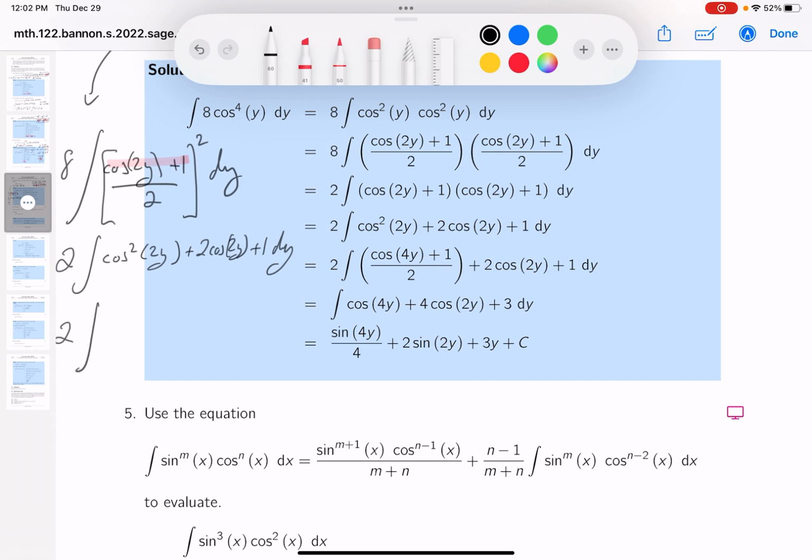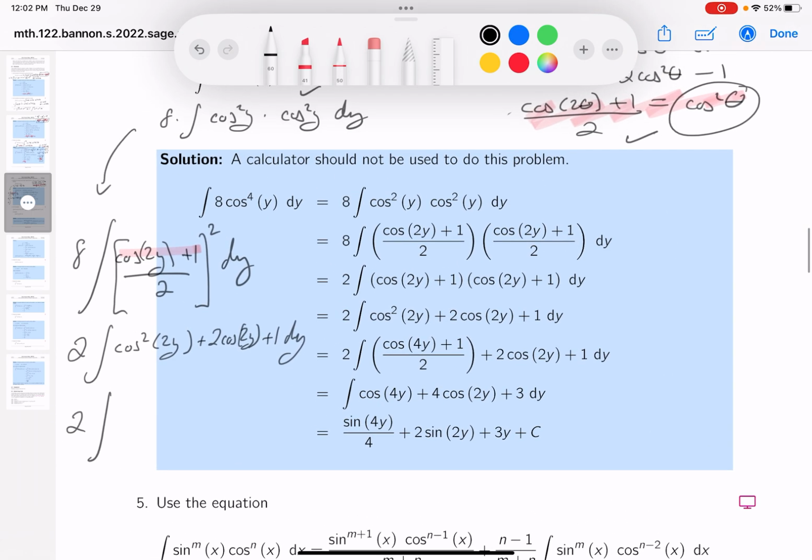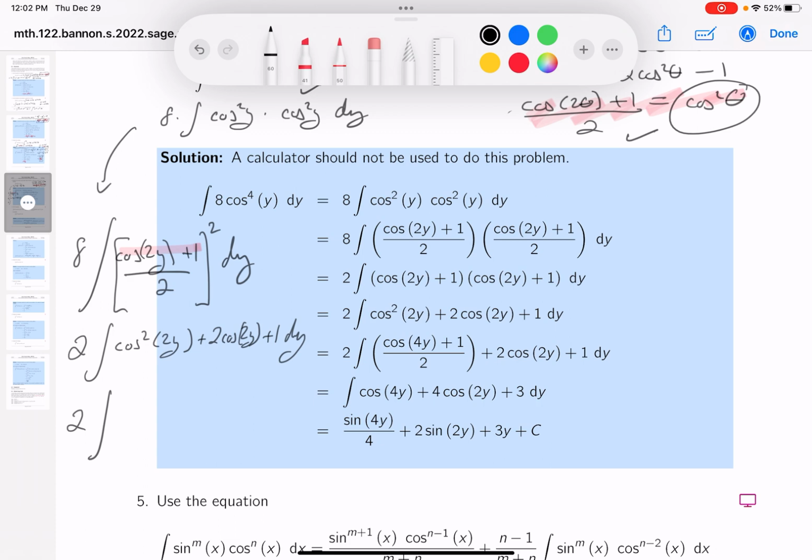2, and the cosine squared of 2y is, let's write this down, going to be cosine, again, we're using this again. Works so nicely to get rid of that degree, right? Cosine of 4y plus 1 all over 2, plus 2 cosine 2y plus 1 dy. Got everything in terms of linear factors now.